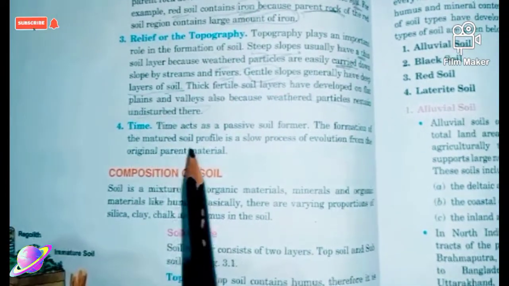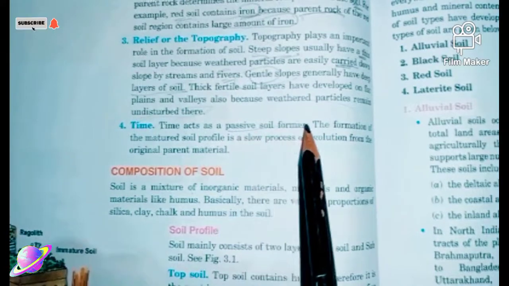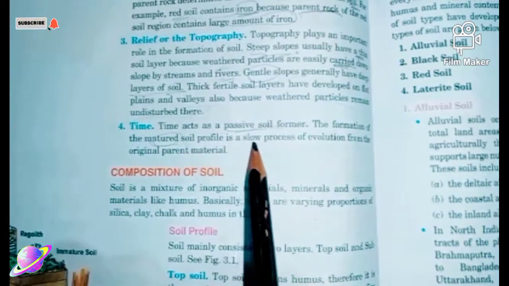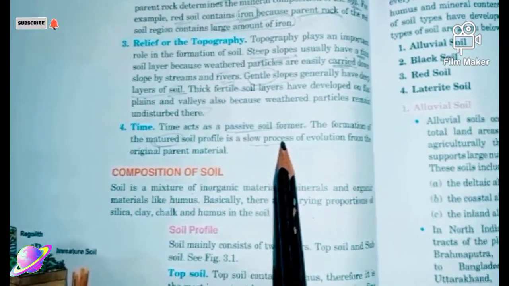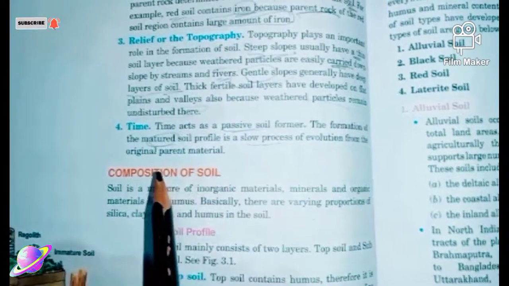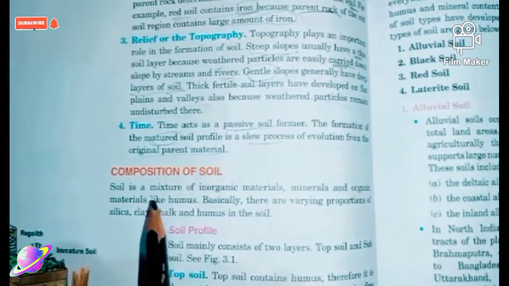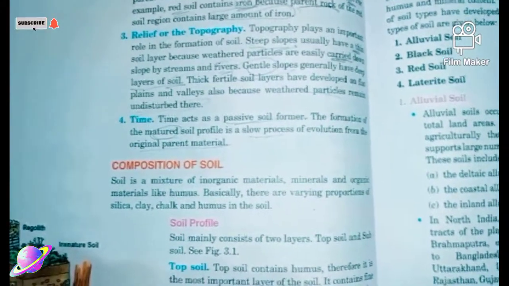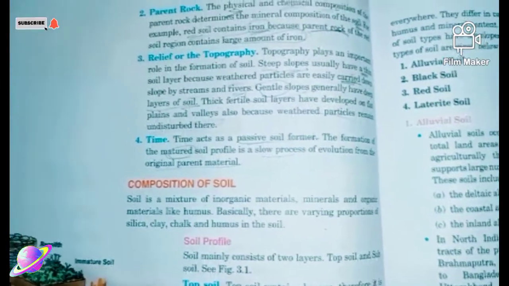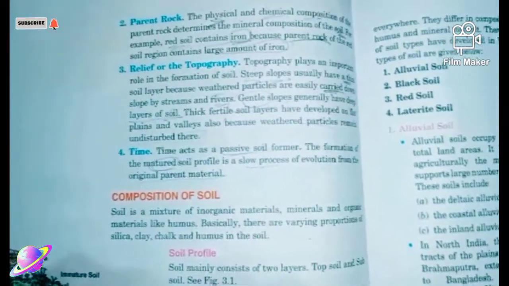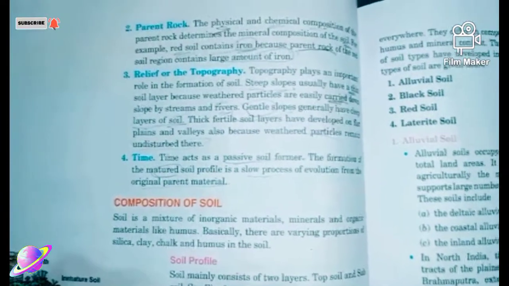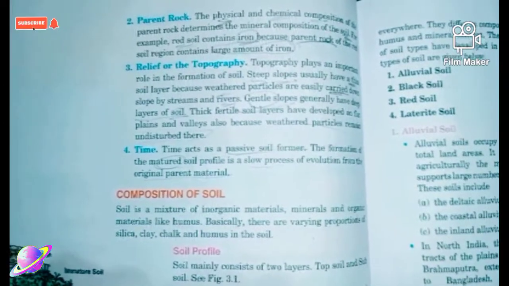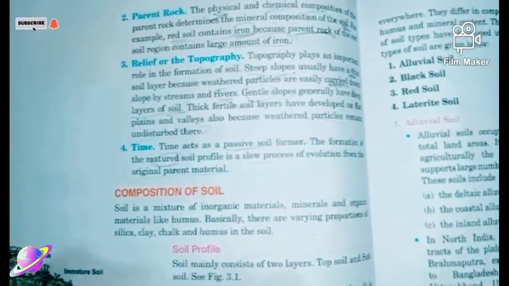And the last one, time. Time is a passive soil former because the formation of a mature soil profile is a very slow process, and that evolves from the original parent material. So if the parent material is very soft, then soil can be easily formed in a good amount of time. If the parent rocks are very hard, they may take more time to form the soil.